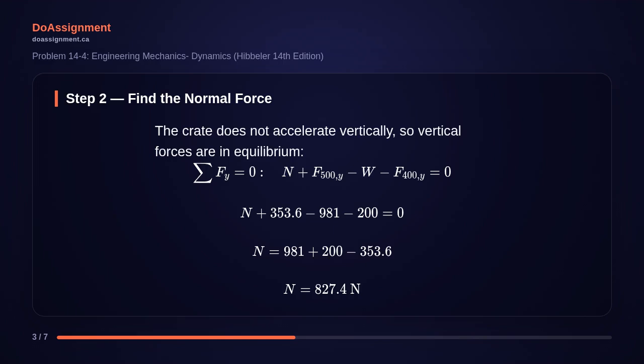Since the crate moves only horizontally, the vertical forces are in equilibrium. Summing vertical forces to zero, the normal force plus 353.6 upward, minus 981 for the weight, minus 200 downward equals 0. Solving, the normal force equals 981 plus 200 minus 353.6, which gives 827.4 newtons.